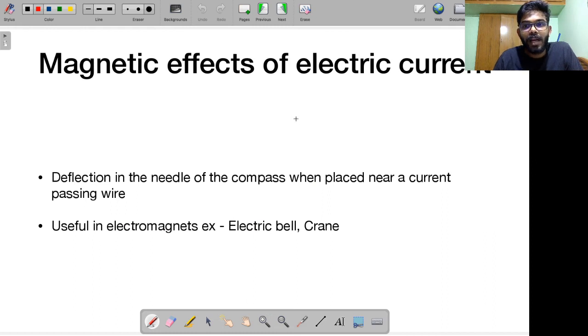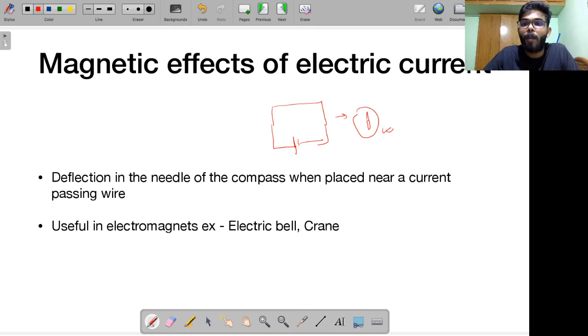Similarly, there are the magnetic effects of electric current. This was demonstrated. Let's say this is your electric circuit, and electricity is flowing through, right? When electricity is flowing through, if you place a compass over here, the compass needle starts to deflect. Alright, if you reverse the flow of electric current, the deflection of the needle also reverses.